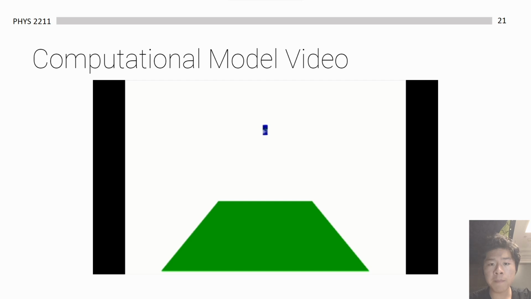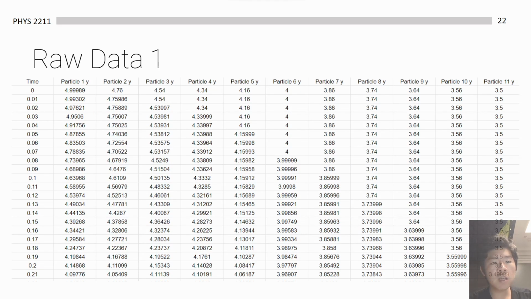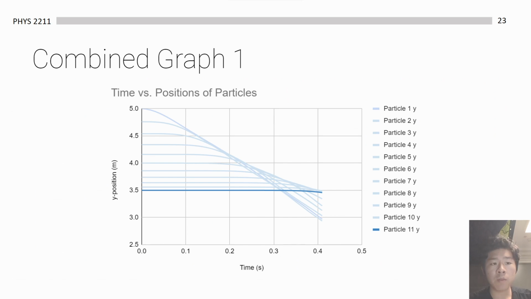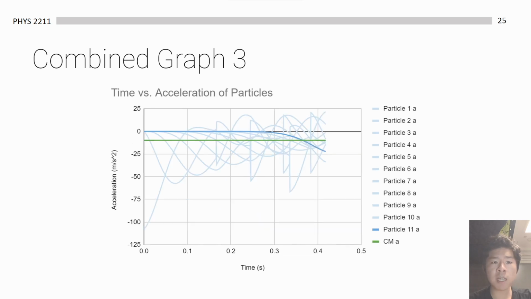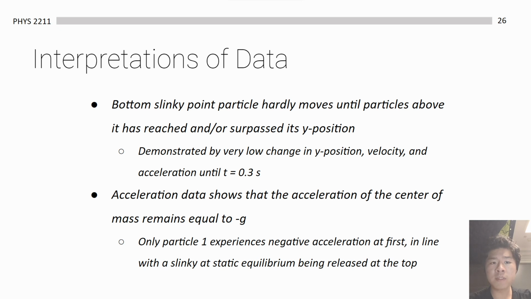You can see that the slinky, especially the bottom, remains relatively stationary until the entire slinky collapses as it falls. Here is the raw data that I have, and here are my combined graphs of the positions of the particles over time, the velocity of the particles over time, and the acceleration of the particles over time. You can see that the bottom slinky point particle hardly moves until the particles above it have reached or surpassed its y position. The acceleration data also shows that the acceleration of the center of mass is equal to -g, which we would normally expect.